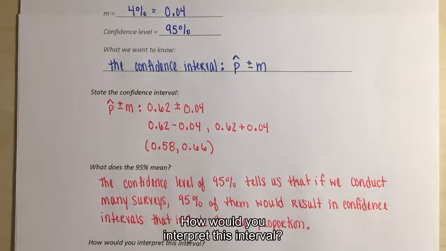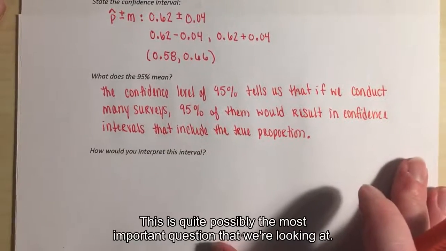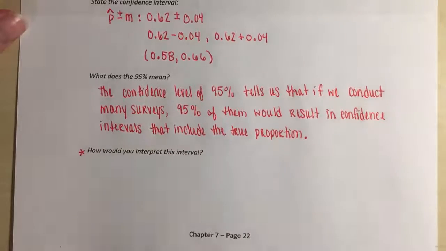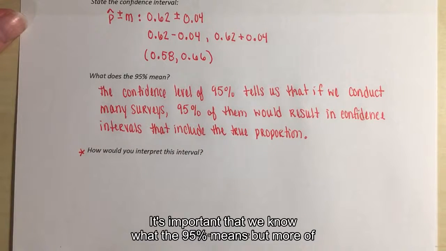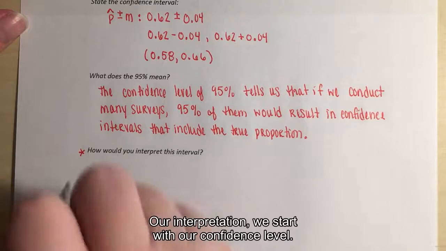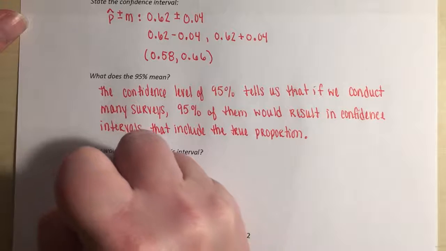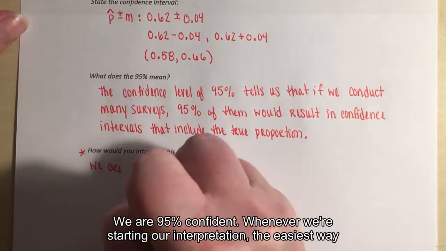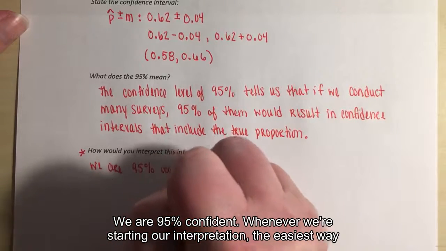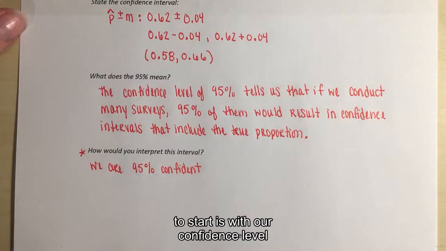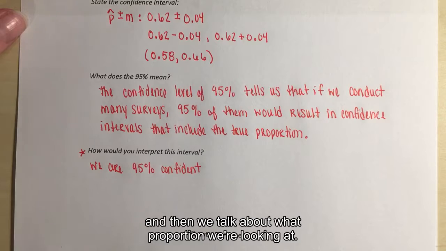How would you interpret this interval? This is quite possibly the most important question that we're looking at. It's important that we know what the 95% means, but more of our answers are going to ask us to interpret these intervals. So our interpretation, we start with our confidence level. So we are 95% confident. Whenever we're starting our interpretation, the easiest way to start is with our confidence level, and then we talk about what proportion we are looking at.